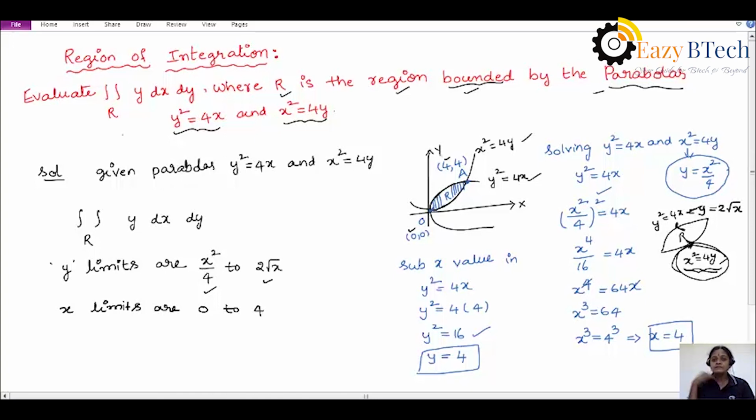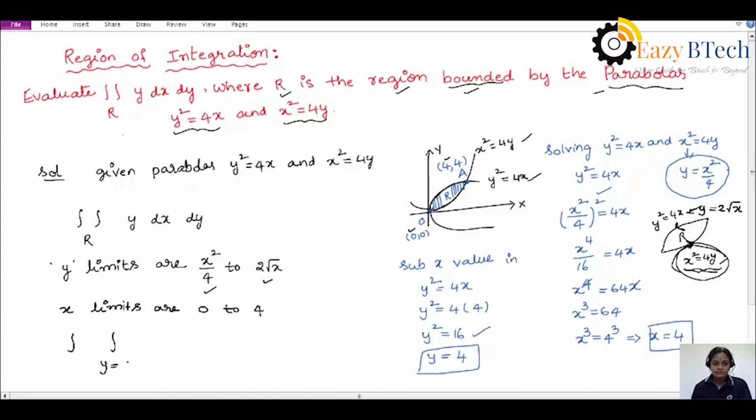It's not compulsory that you have to change y limits as functions of x, and x limits as constants. You may change x limits as functions of y, and y limits as constants. That is your choice: y as functions of x, x constant, or x as functions of y, y constant. Okay, now I am writing the limits for the question.